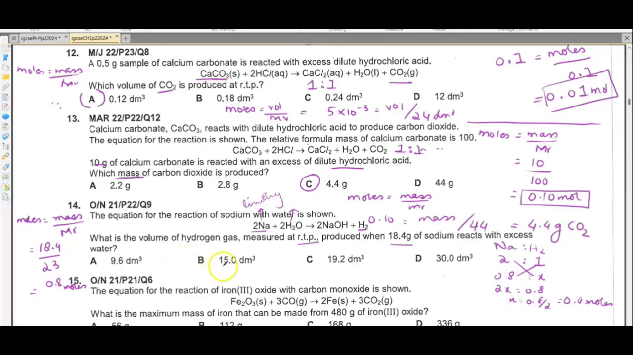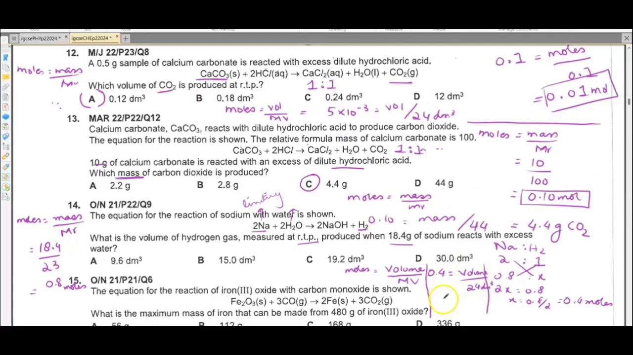As hydrogen is a gas, the formula that we are going to require is moles is equal to volume by molar volume. And we know that all the answers are in decimeter cube, so the molar volume should be 24 decimeter cubes. So we will write the values in the formula. 0.4 is equal to volume of H2 over molar volume, that is 24 decimeter cubes.